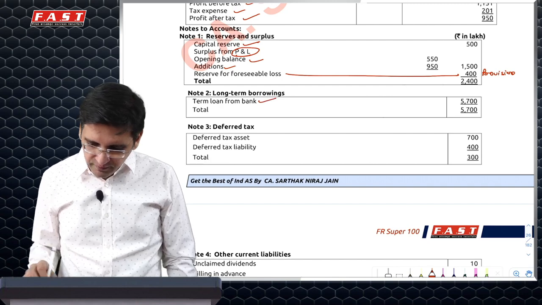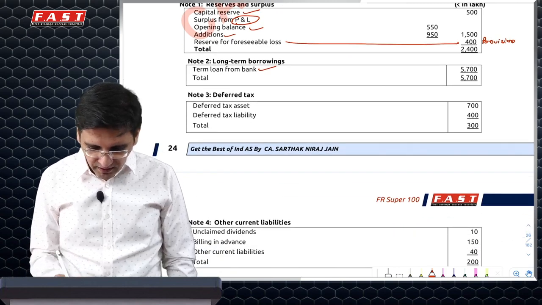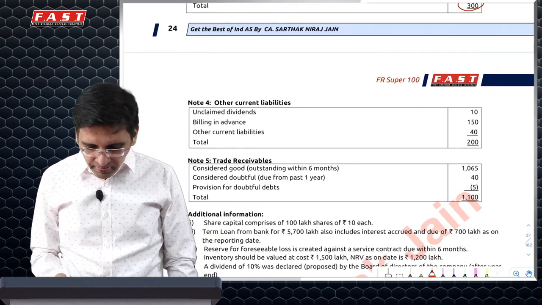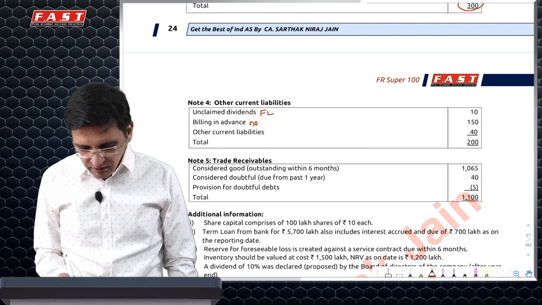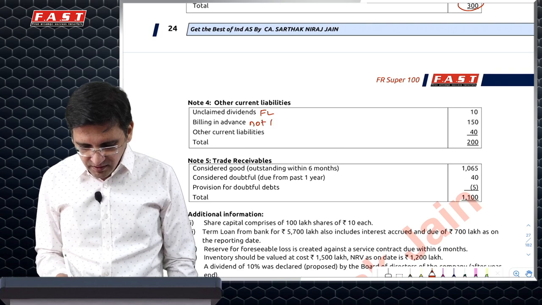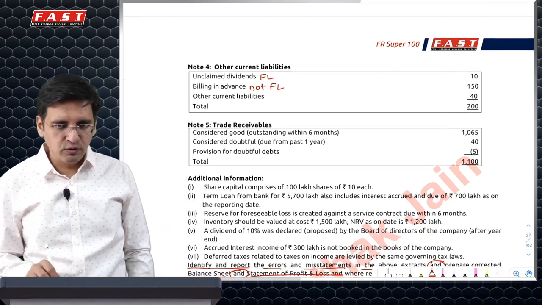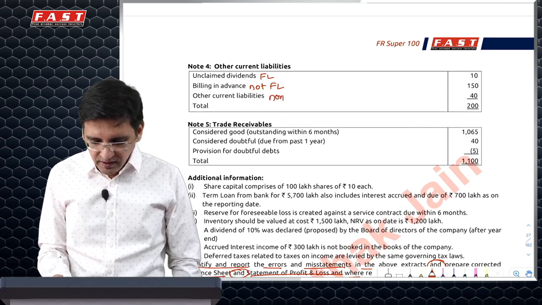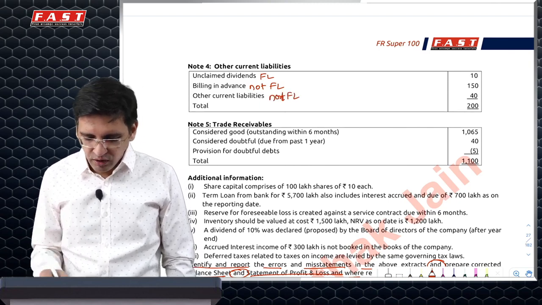Term loan from bank, if the question is silent, assume it to be a non-current financial liability. They are netted off if it's under the same law. Other current liability, unclaimed dividend is a financial liability. Advance billing is not a financial liability and hence it will be treated as part of other current liability, because here you don't have to repay money but give goods or services. And other current liability, again because this is not given under financial liability, assume not financial liability.